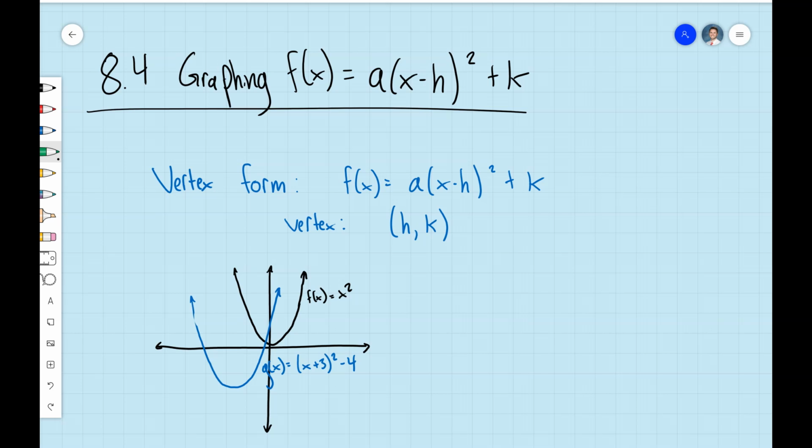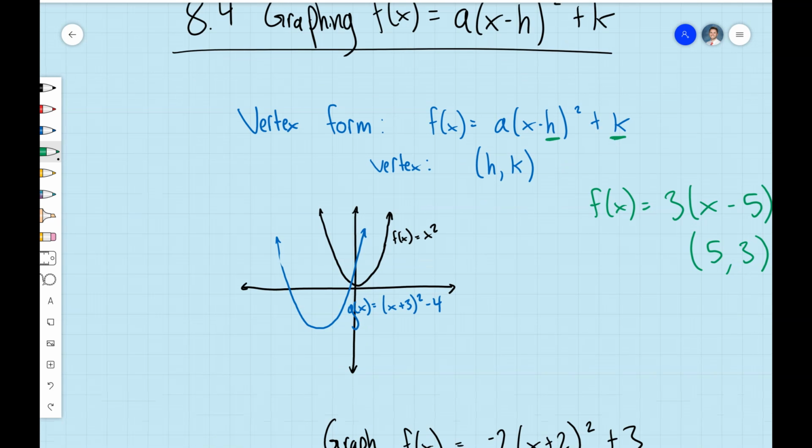Now, this form here that we're looking at is what we call vertex form, and it makes it very easy for us to see our vertex, because when we have something written in the form a times x minus h squared plus k, h will be the x-coordinate of our vertex, and k will be the y-coordinate. So for example, if we had f of x equals 3 times x minus 5 squared plus 3, we know that our vertex would be, again, h, k. So h is 5 and k is 3, and that's where our vertex would be.